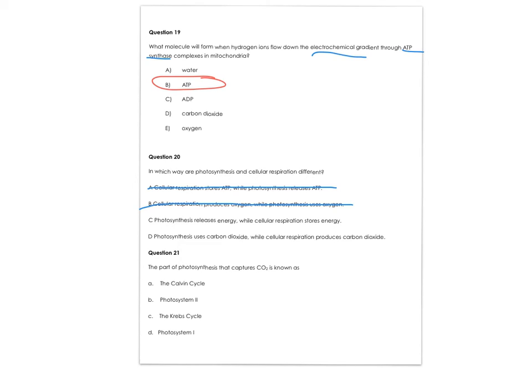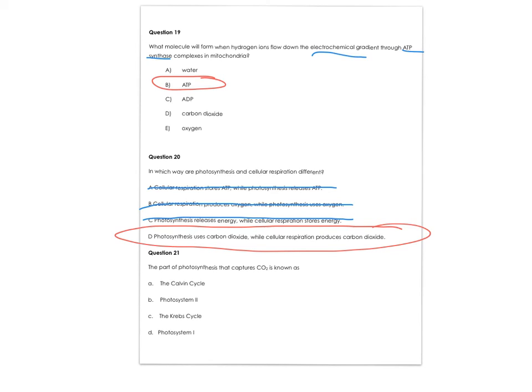Photosynthesis releases energy while cellular respiration stores energy. We know that's not true. Photosynthesis uses carbon dioxide while cellular respiration produces carbon dioxide. That's absolutely true. Remember, I said it over and over again, the two are opposite of one another.